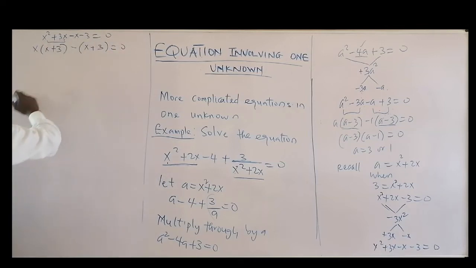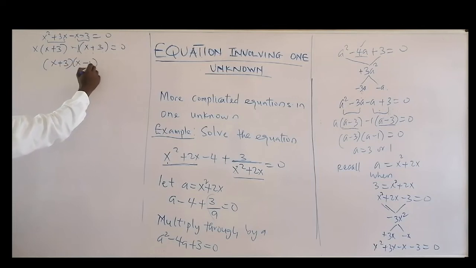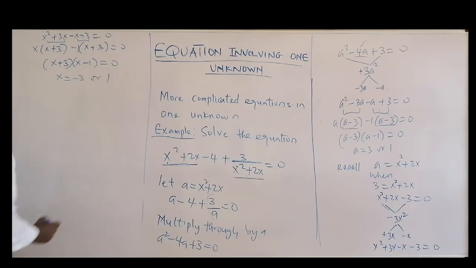Pair these 2. x is common there. Here, 1 is common. Take 1 outside. Okay, then you have this. So 1 in x is x. Minus 1 times plus times minus. Minus times minus, that's plus. How many times 1 goes in 3? That's 3. So we have this equal to 0. So x is minus 3 or 1.